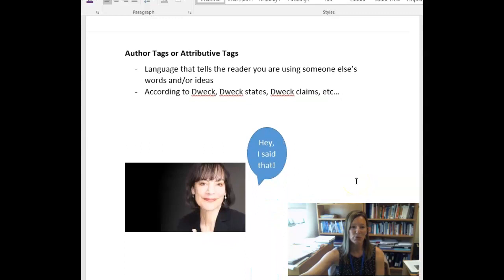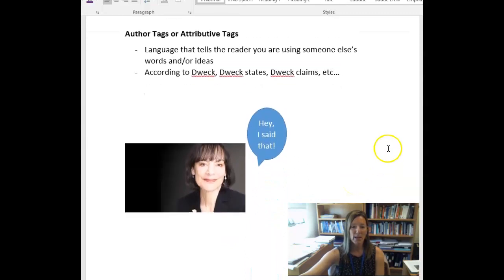And the first move or skill that I want to talk about is using something called author tags or attributive tags. I like to use the phrase author tags. It's just how I learned it, but I know that other teachers, maybe you had an English teacher who used attributive tags. All that these are, are places in the essay where you're using language to let your reader know that you are using somebody else's words and ideas, that the ideas on the page are not your ideas, but that you're representing what somebody else wrote.